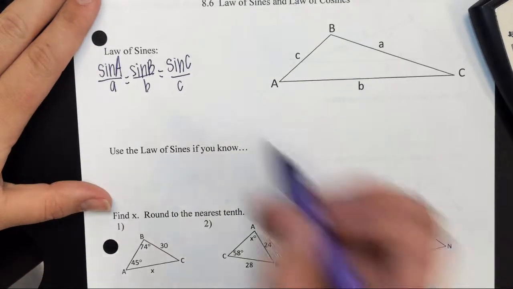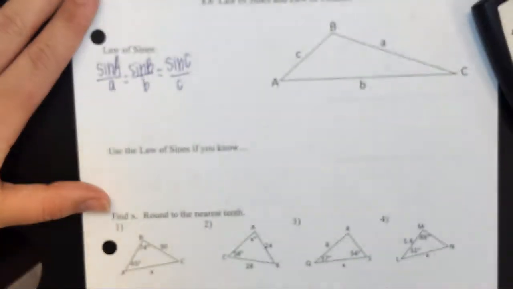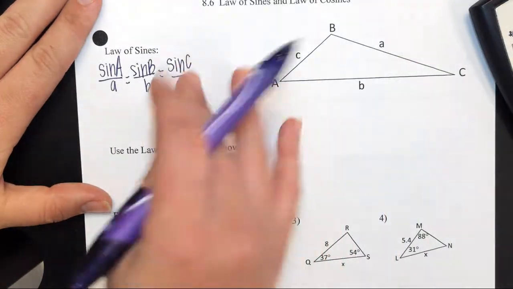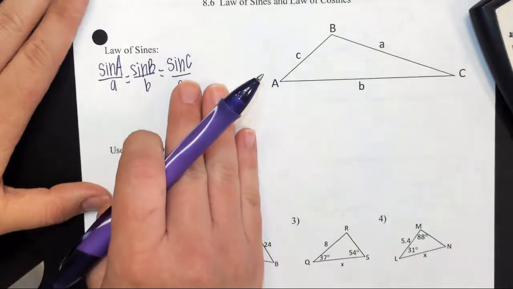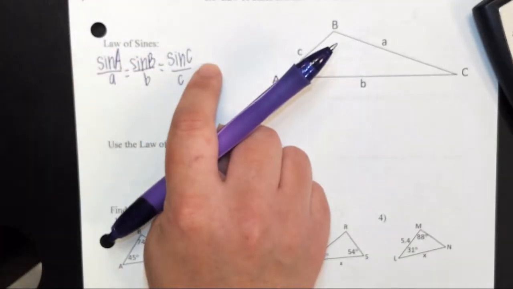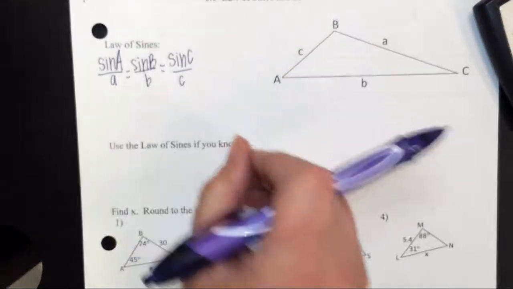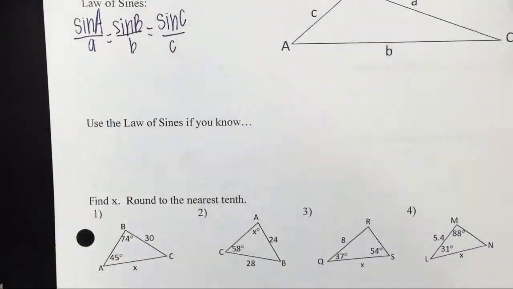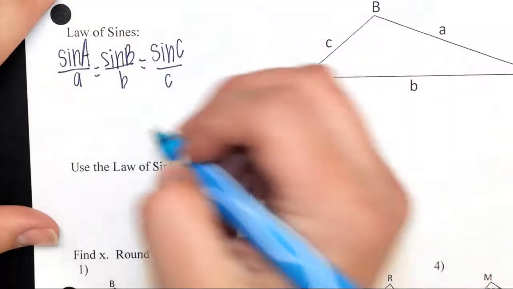Okay, so this is the formal law of sines. This is the formula of law of sines. However, you won't ever use 3 at a time like you see here. You'll only use 2, and it'll look like this. So when you actually use it, this is what it'll look like.